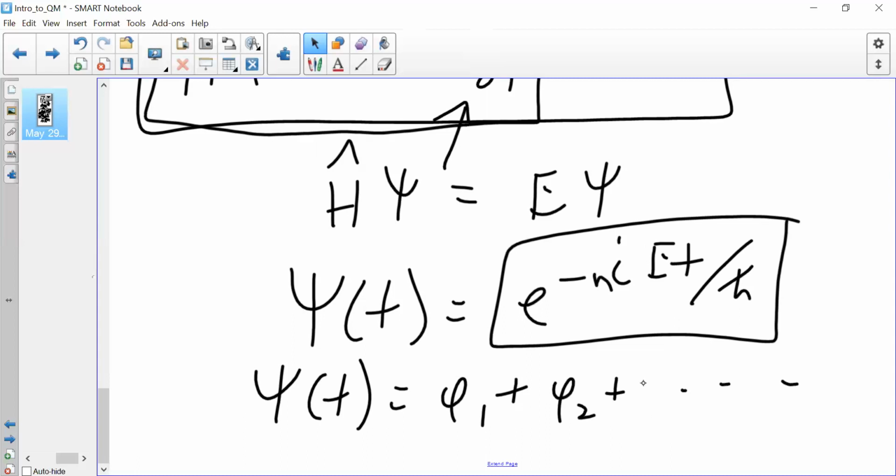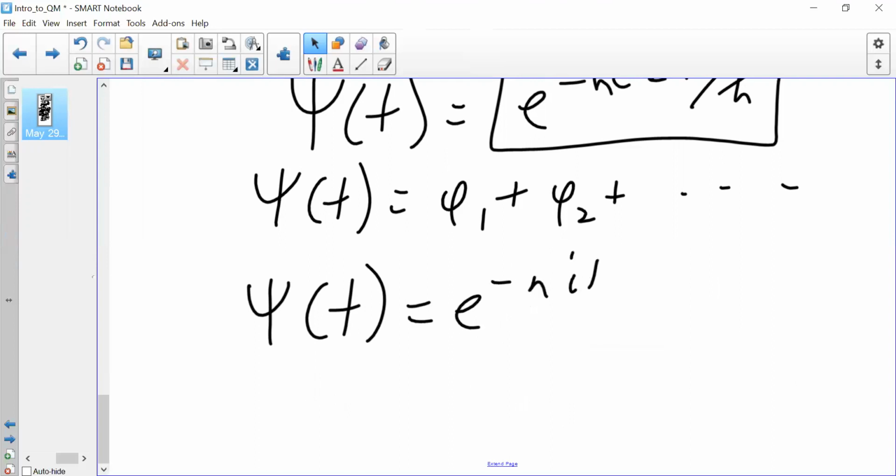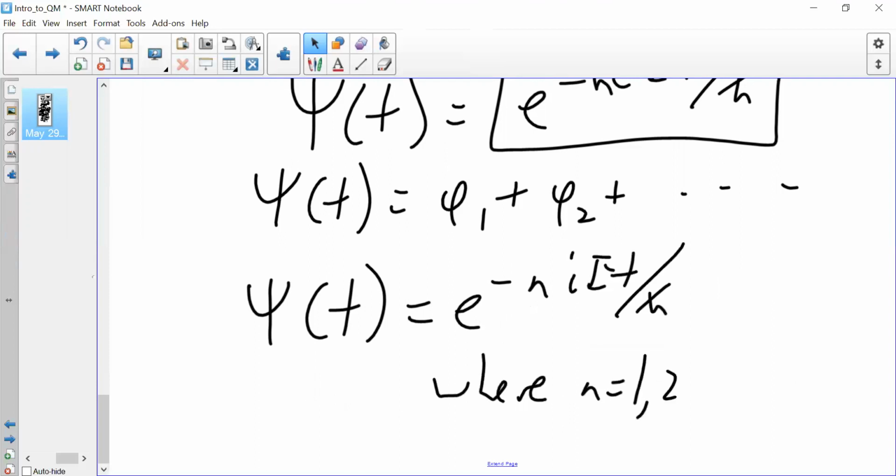So in actuality, we're just going to represent this psi of t as a group of small waves, and we only know how many waves there are by the n factor in the equation. So e to the i n E t over ħ squared, where n equals 1, 2, 3, and so forth. So that tells you that this psi of t wave function is a superposition of many states. e to the 1 iEt over ħ squared is going to give me a particular waveform.